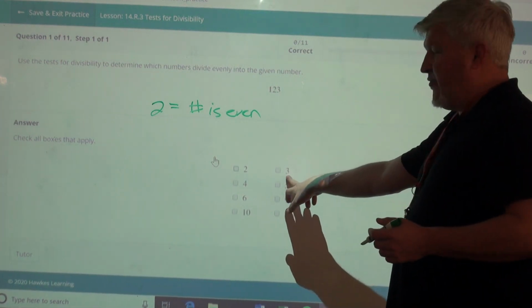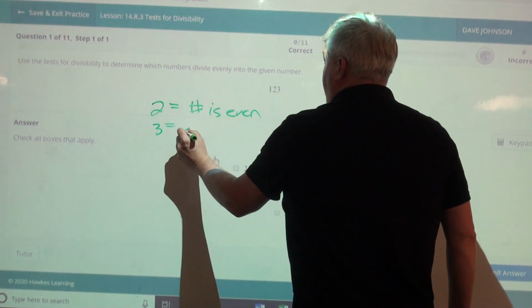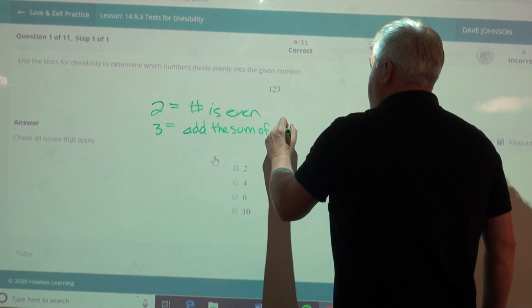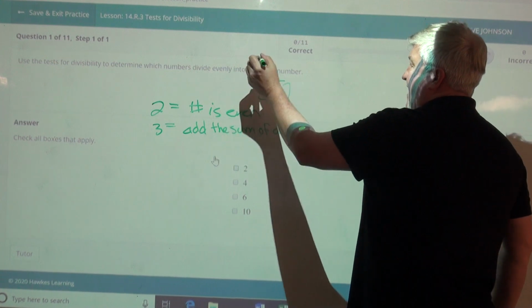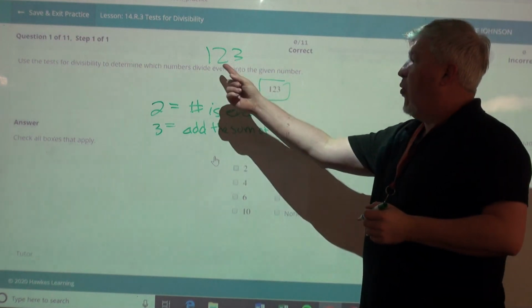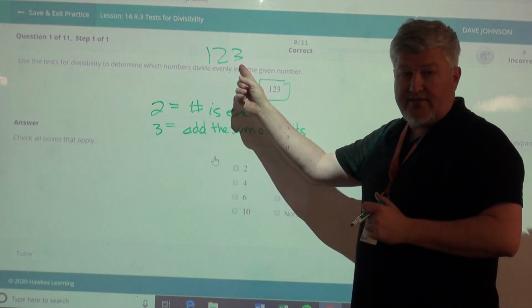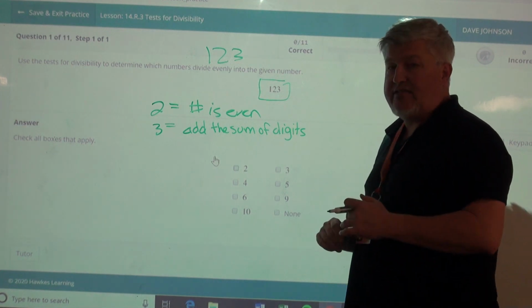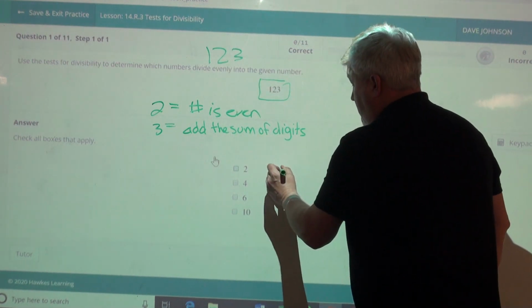The next number, the number 3. The test for the number 3 is to add the sum of the digits in the number. The number here, you probably can't see it, it's too small on your screen, is 123. Add those 3 digits up. 1 plus 2 is 3, plus 3 is 6. Is 6 divisible by 3 evenly? Yes, it is, twice. So if that's the case, then 123 is also divisible by 3.